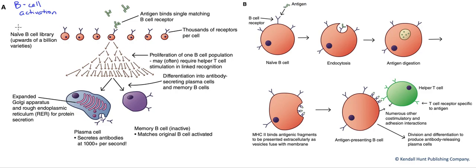Now, we make what's called a naive B cell library in this bone marrow, and these are inactive B cells. Now, there are many millions of groups of B cells, each with a different receptor, this B cell receptor, right? And the idea there is that we have this enormous variety of receptors so that we can recognize an enormous variety of potential foreign antigens.